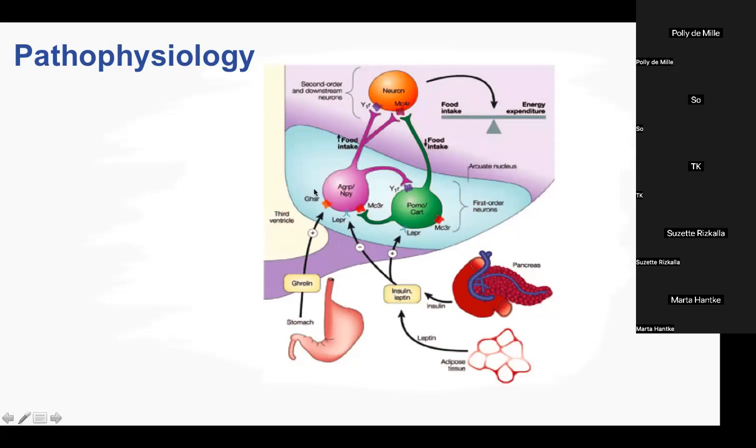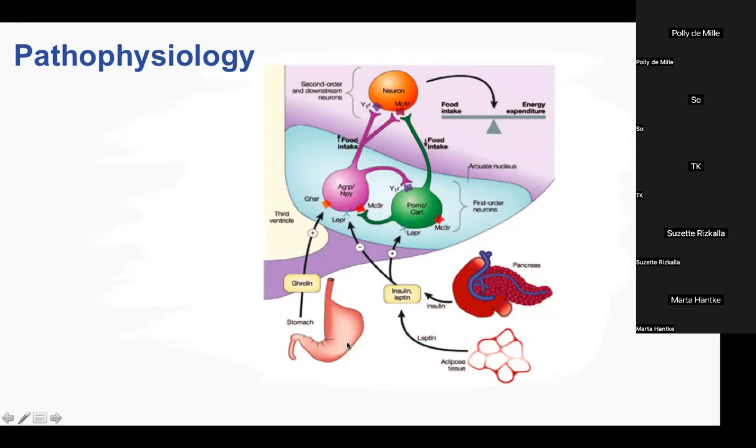We also have the agouti-related protein neuropeptide Y neurons, which trigger a desire to eat or more hunger. And these are really the two neurons that are majorly responsible for whether we increase food intake or decrease food intake. So POMC-CART for decreasing food intake and agouti-related protein neuropeptide Y for increasing food intake.